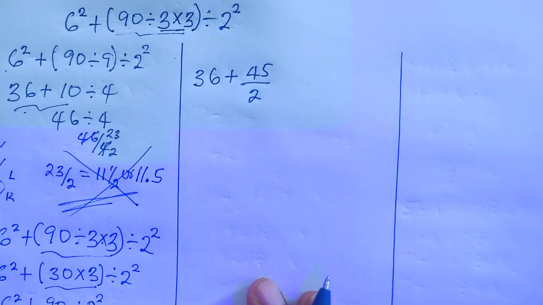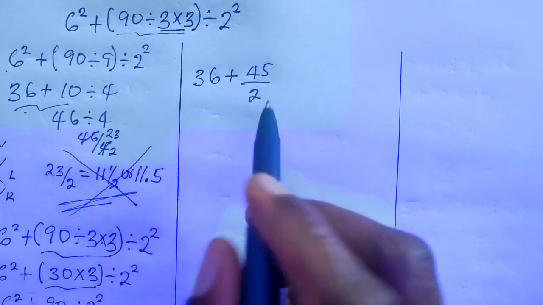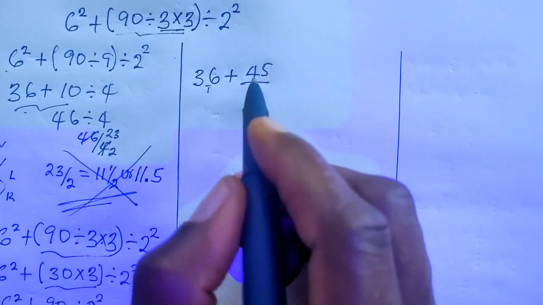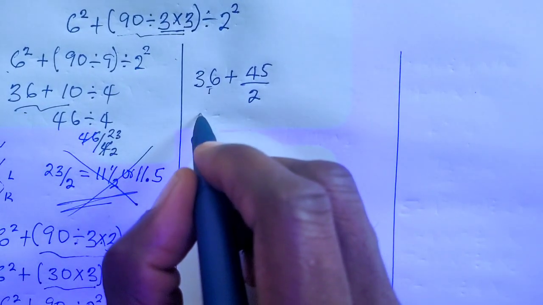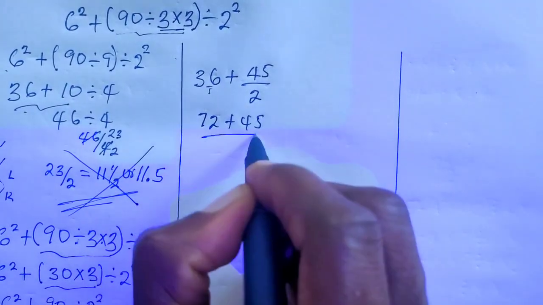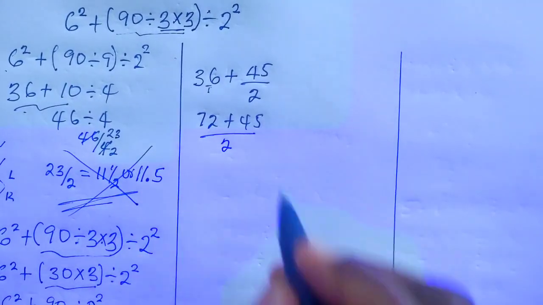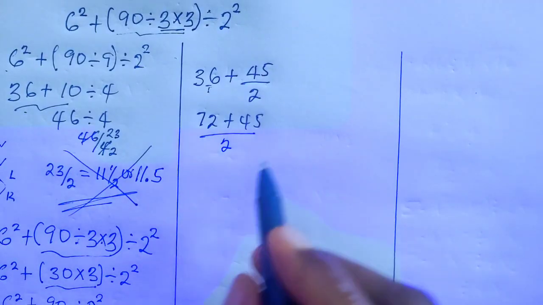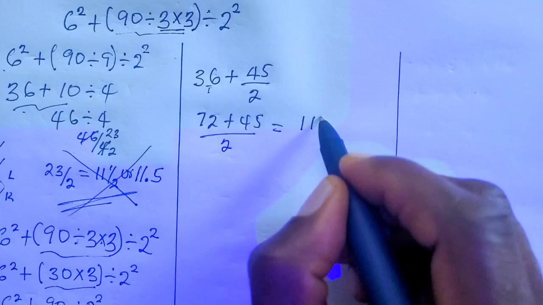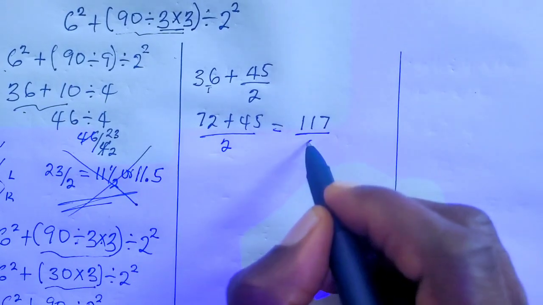And here, this is a fraction. We're going to add a fraction to a whole number. Here is 1 all over 1. Now I'm going to multiply 2 by 36, and that will give 72 plus 45 all over 2. Now adding the numerator, this will give us 72 plus 45, that will give 117 all over 2.